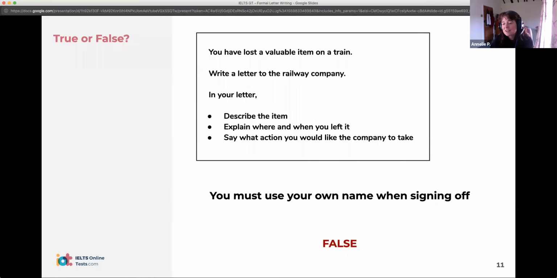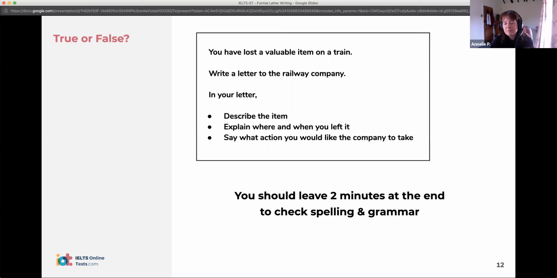Yeah, it's false that you have to do it. It basically doesn't matter. Use your own name, use another name, don't write anything, it really doesn't matter. It's not important for the assessment of the task. Okay. And always leave a little gap at the end, time-wise, in order to check.